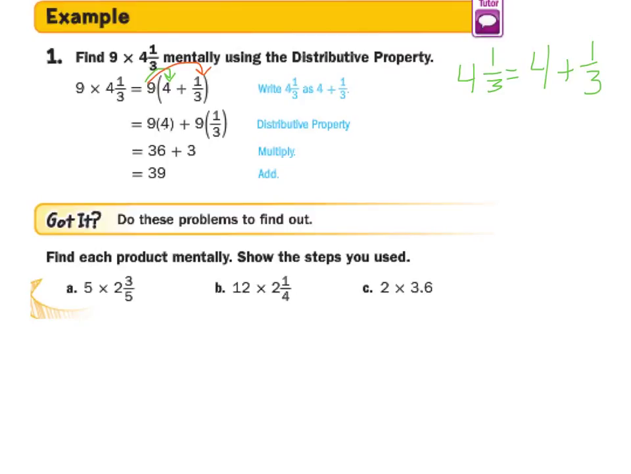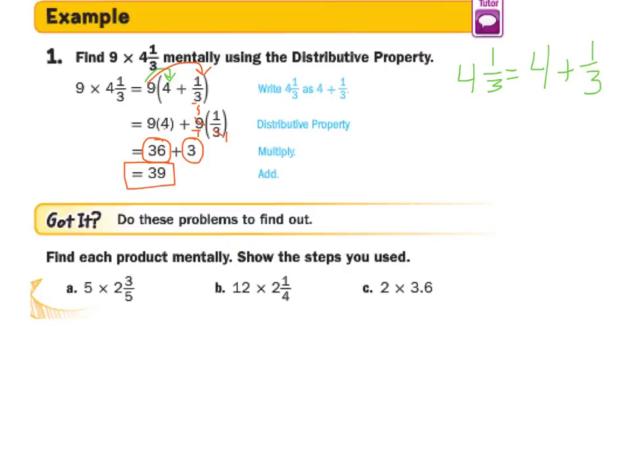So 9 times 4, that's easy for us to solve, is 36. And 9 times 1/3, we know that that is kind of easy. We can put the 9 over 1, we'd simplify, and we get 3 times 1, or the 3. So 36 plus 3 is 39, which is a lot faster for us than if we were going to change it to an improper fraction and do all the multiplication like we did last chapter.